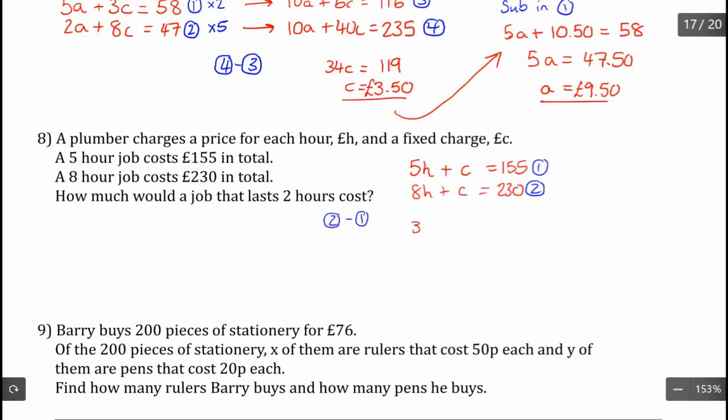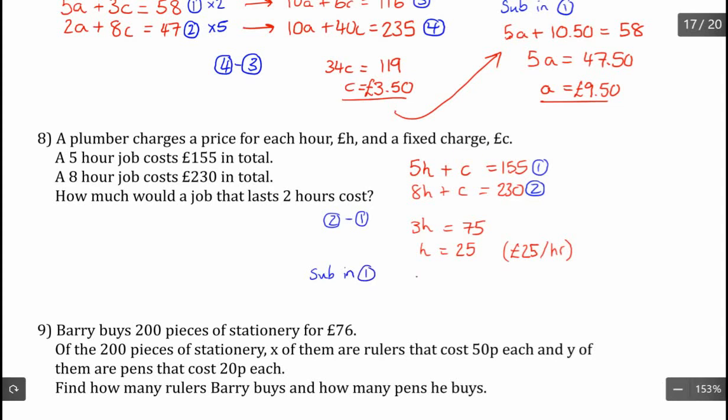That will leave me 3H is equal to 75, so H equals 25. So in other words, £25 per hour is the hourly charge. I'm going to sub in to find the fixed cost. Doesn't matter which one, sub in equation 1.